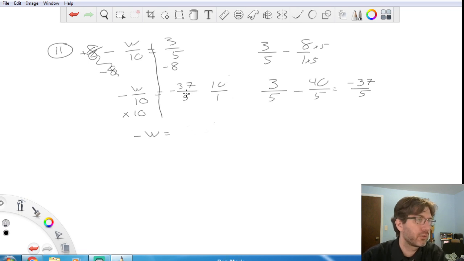Oh, when I pre-cancel, this becomes a 1 and this becomes a 2, not a 5. I divide by 5 on each. That's what I was doing wrong. Then negative 37 times 2 gives you negative 74. And that's your answer. Sorry about that, Johnny. Hopefully that didn't confuse you too much with my little mistake there.